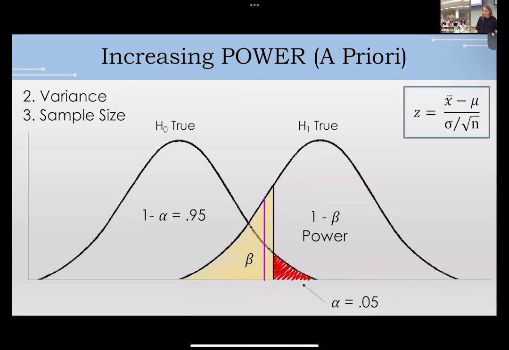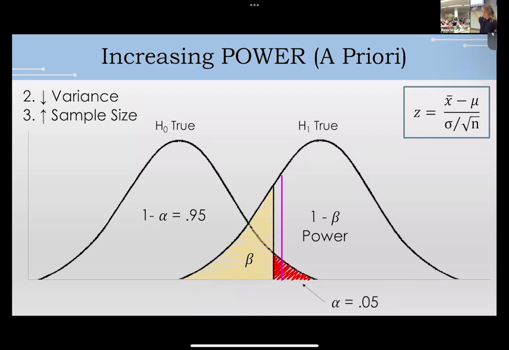Increasing power, a priori option number 2. Think test statistic. What is a test statistic a ratio of? Effect and error. And what do we use this test statistic for? Specifically, we use that test statistic to make a decision about rejecting or retaining the null, right? So statistical significance, which is required for power, depends on where we're putting that test statistic. It depends on whether we're putting it here, or here, yes? So a T here or a T here.